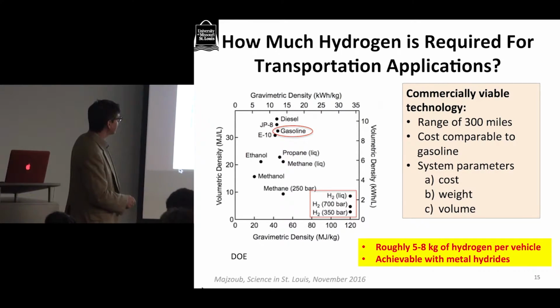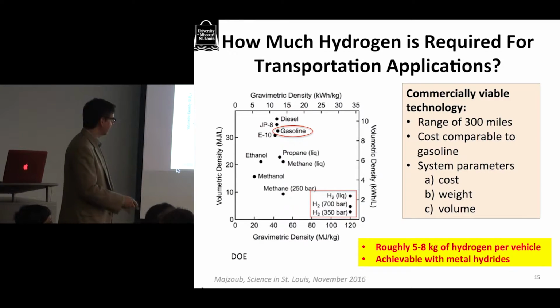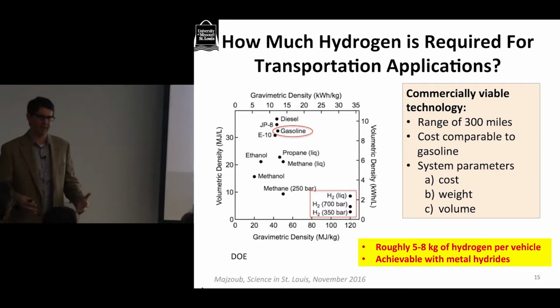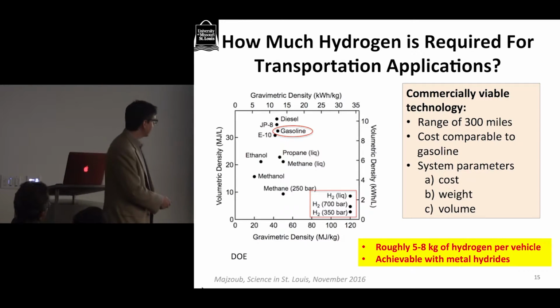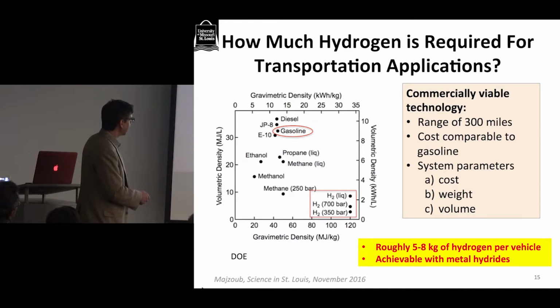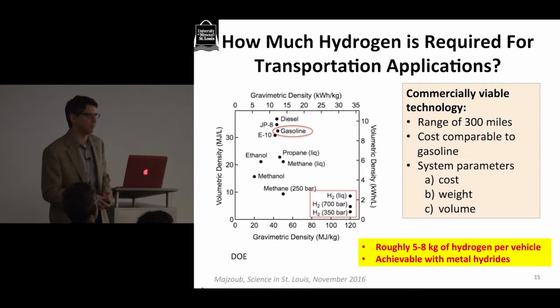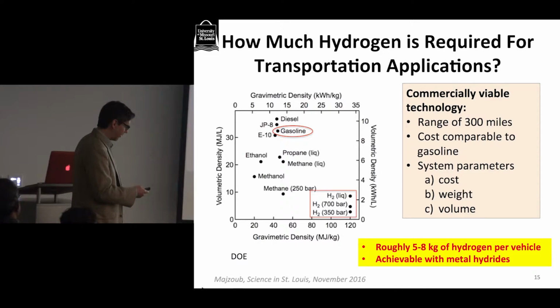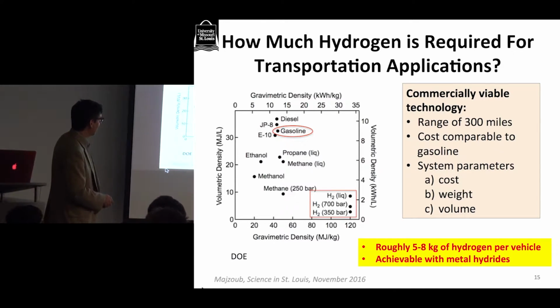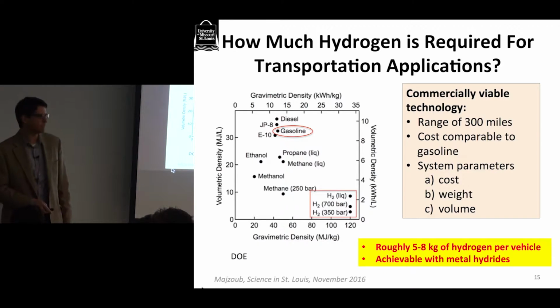So the system parameters that we have to match here are cost. We have to have a fairly dense material, but it can't be too heavy, and we also can't take up too much volume. In order to get this 300-mile range, it requires about 5 to 8 kilograms of hydrogen on the vehicle, which is a pretty large number, actually. But it is a number that's achievable with the metal hydrides that I've mentioned before.